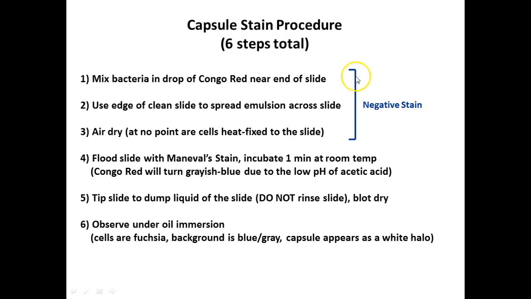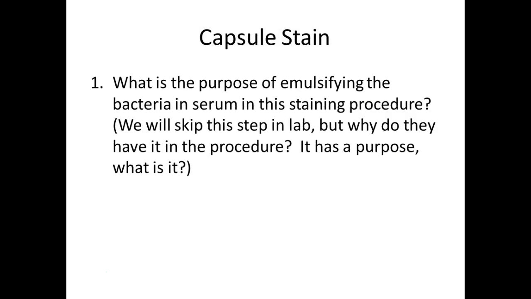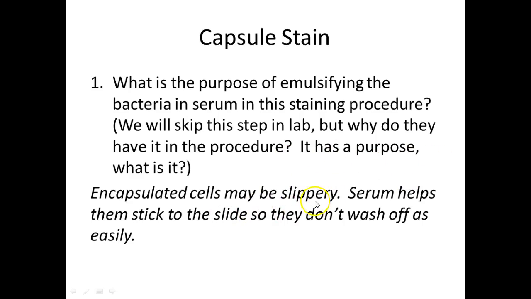So basically we're going to start out like a negative stain and stain the background. And then we're going to do like a simple stain and we're going to stain the cells. But it's also going to change the color of the background. And actually it's a pH change that happens. It's not a staining that happens. So the reagent that we use has acetic acid in it, which is the same thing as vinegar. So if you don't like the smell of vinegar, you won't like the smell of this reagent. So it's going to be a little smelly, but it's not anything that's going to hurt you. It's basically vinegar. So encapsulated cells are slippery. That's typically why procedures will have you use serum to help stick them to the slide.